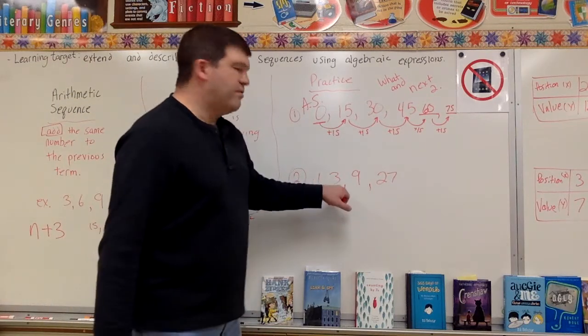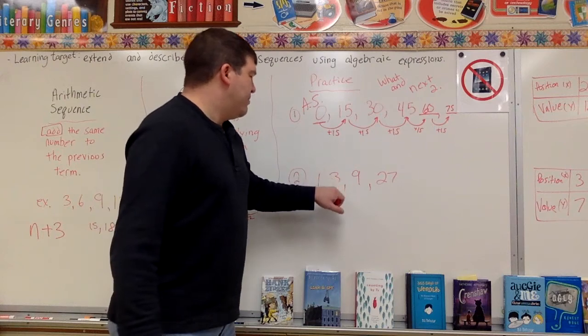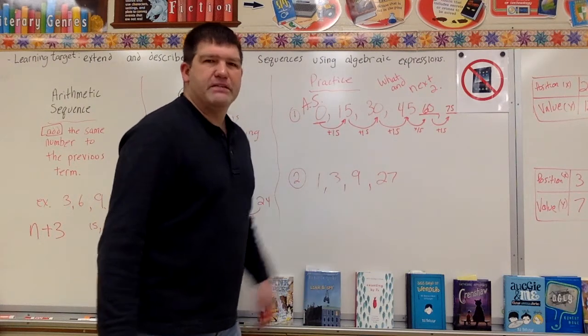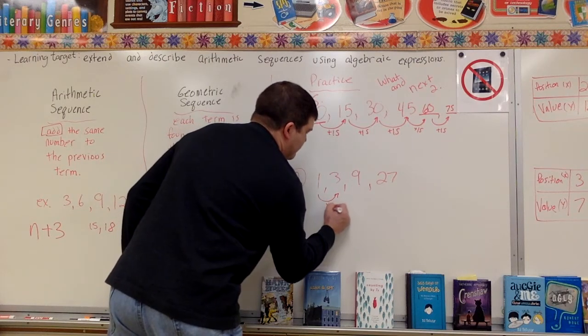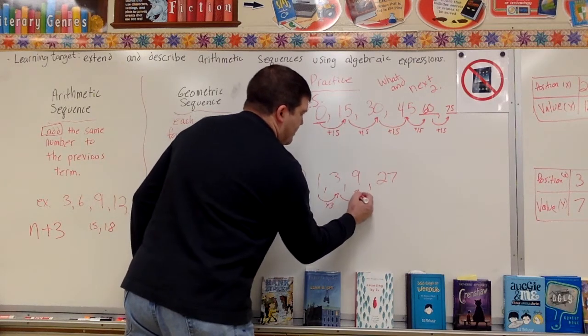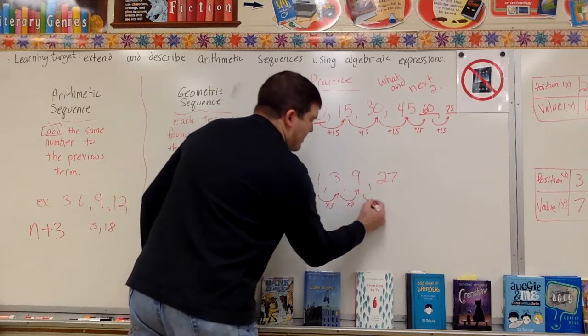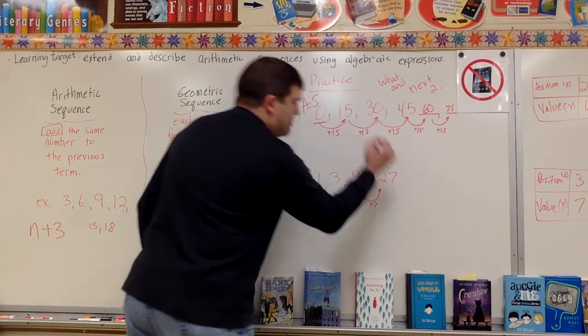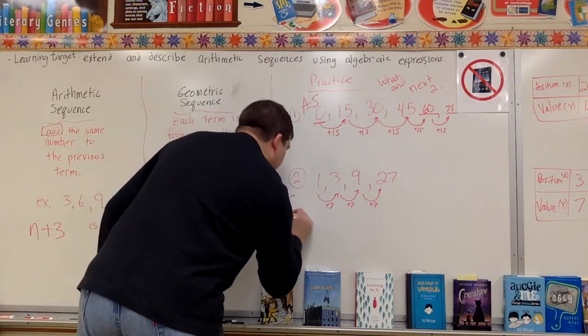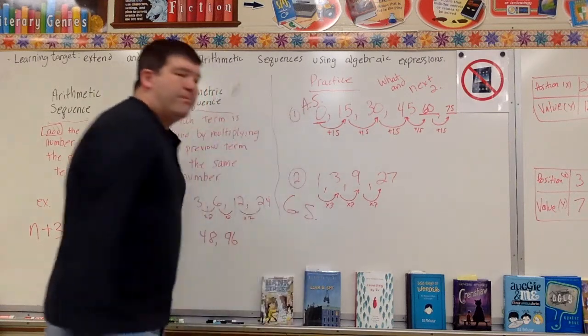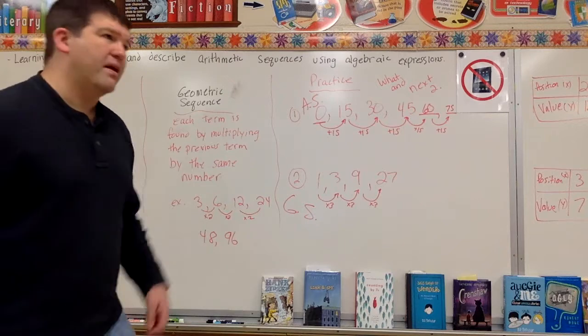Let's look here. 1 to 3 would be plus 2. 3 plus 2 would be 5. Doesn't work. Must be multiplication. 1 times 3 is 3. 3 times 3 is 9. 9 times 3 is 27, and on and on. So this one is a geometric sequence because it's multiplying.